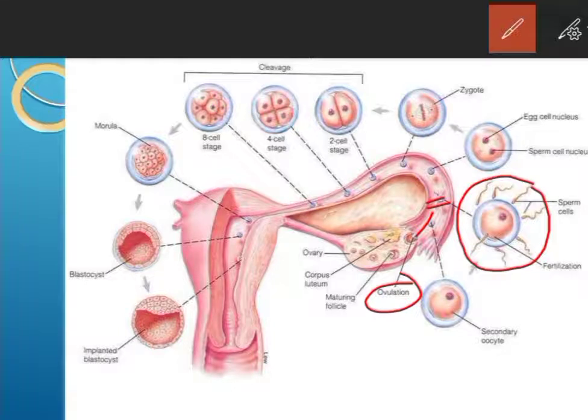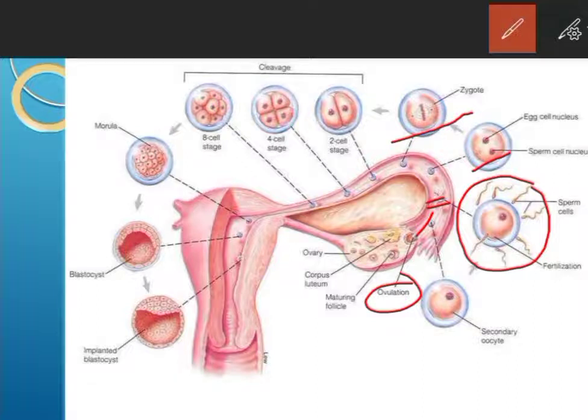Then you can see here the nucleus of the egg and the sperm fuse, and it leads to the formation of a new diploid structure called the zygote. The zygote will undergo division, and it will further undergo development. The development of the embryo from the fertilized ovum involves different events.